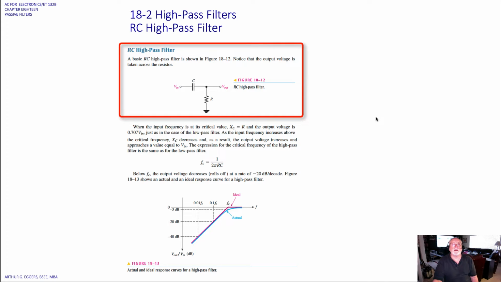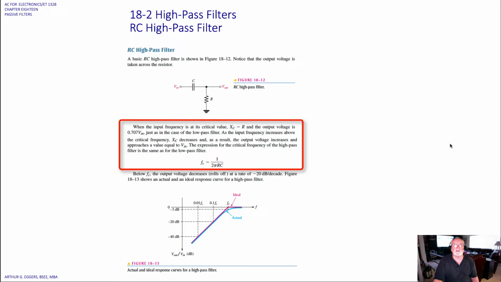A basic RC high pass filter is shown. You can see that we have the output taken across the resistor instead of the capacitor. When the input frequency is at a critical value, again X sub C is equal to R, and the output voltage is 0.707 times the input voltage, just as with the low pass filter. As the input frequency increases above the critical frequency, X sub C decreases, and as a result the output voltage increases and approaches a value equal to the input voltage.